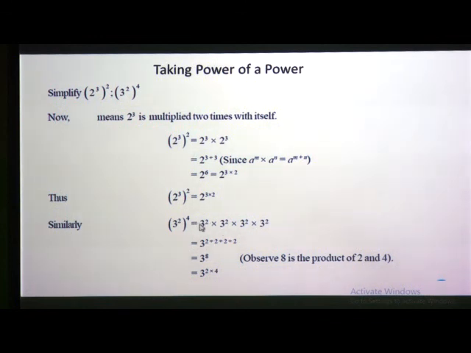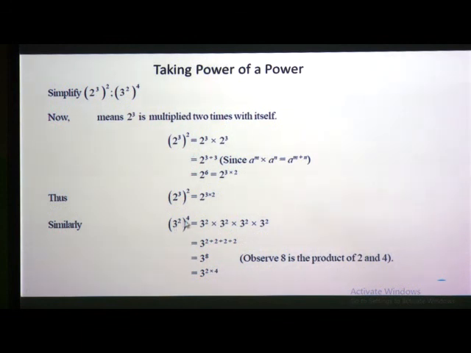Now, the bases are the same, so the powers should be added. So, what will we do? 3 to the power 2 plus 2 plus 2 plus 2. What is the sum of this? It is 8. So, 3 to the power 8. We observe that 8 is a product of 2 into 4 also.